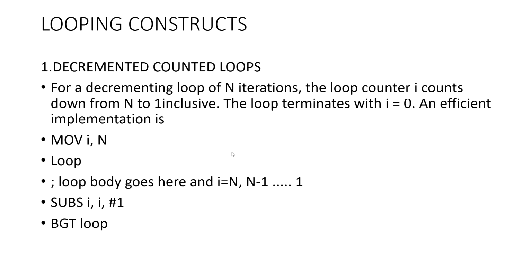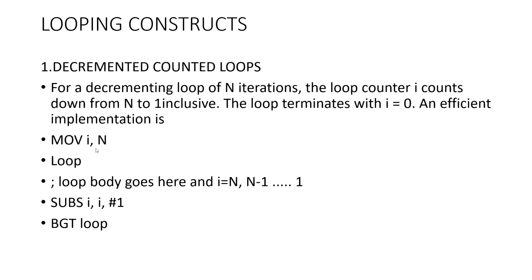The next one is looping constructs. It's the last part of the second module. In looping constructs, we have decrementing counted loops. For a decrementing counting loop of n iterations, the loop counter I counts down from n to 1 inclusive. That means it starts counting from n till 1. The loop terminates with I equal to 0.